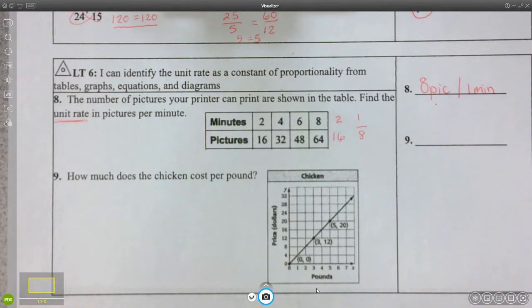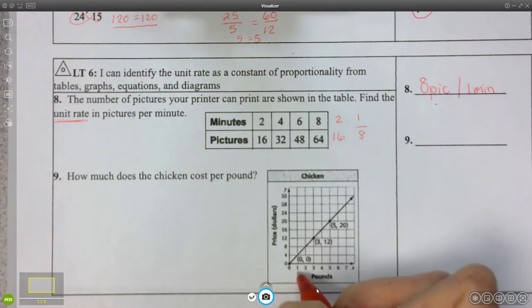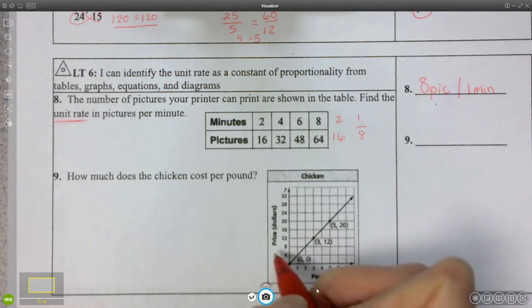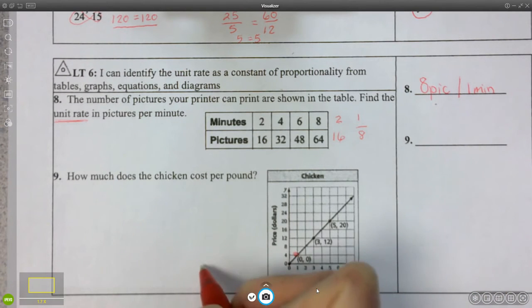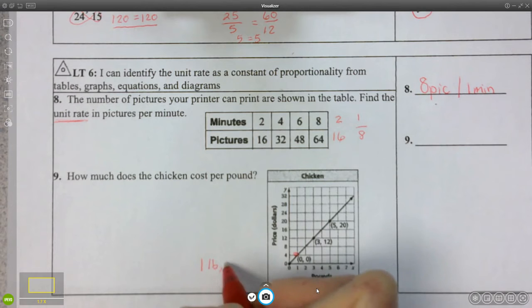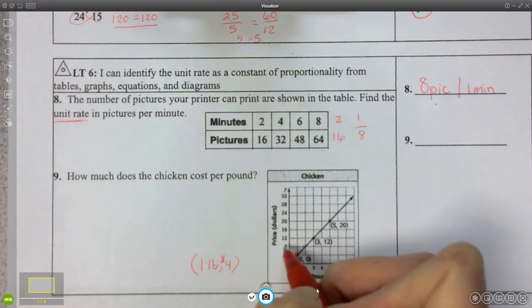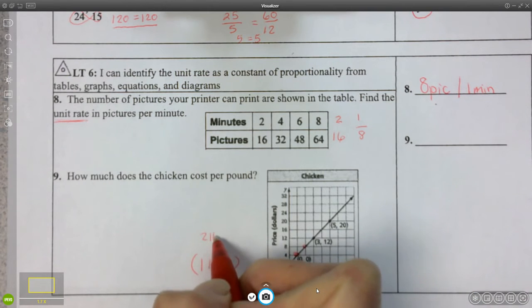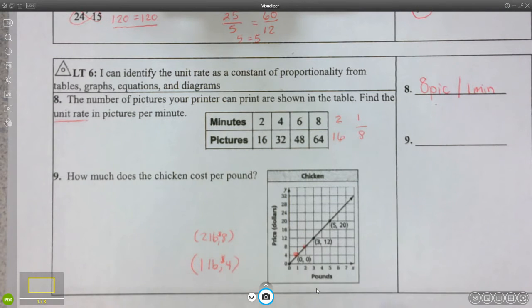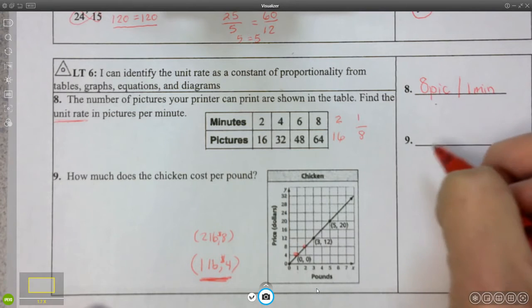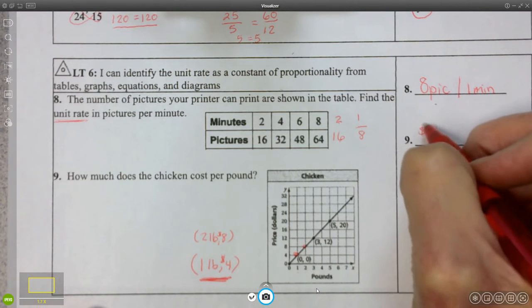And then when I go up on this graph and I look at the cost per pound, I just see 1 pound, 2 pounds, 3 pounds, 4 pounds, and here's the cost. So it looks like 1 pound is $4. So I'll just, 1 pound is $4 on the y-axis. 2 pounds is $8. So you can kind of see they're changing. Every pound is $4. So the unit rate, 1 pound, is going to be $4 per pound.